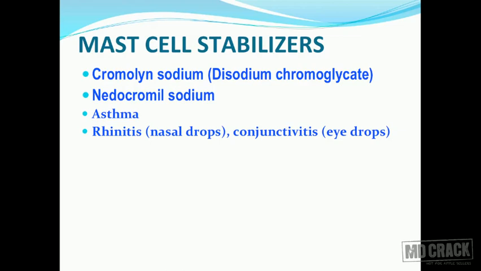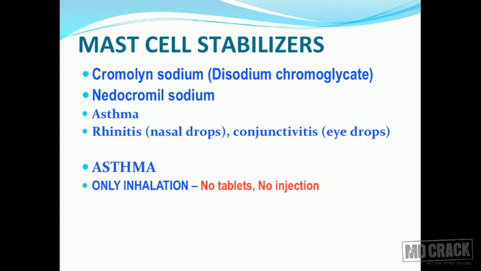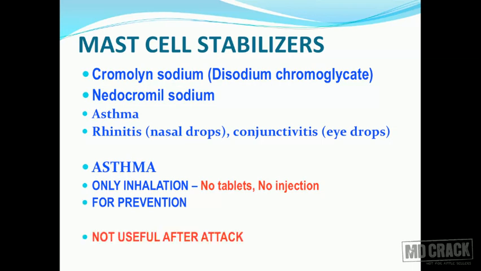They are also useful as nasal drops for management of rhinitis and as eye drops for management of conjunctivitis, for preventing the attacks. In asthma, cromolyn sodium is available only by the route of inhalation. We don't have tablets and we don't have injection for cromolyn sodium, and it's got very important value in prevention of attack of bronchial asthma. It's not useful when the attack is over.